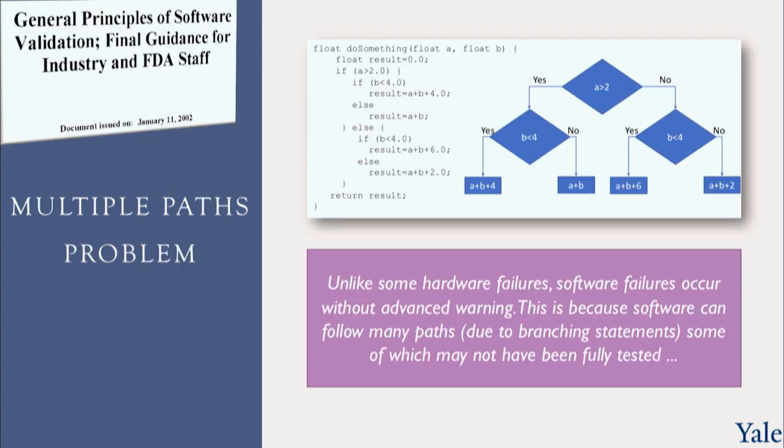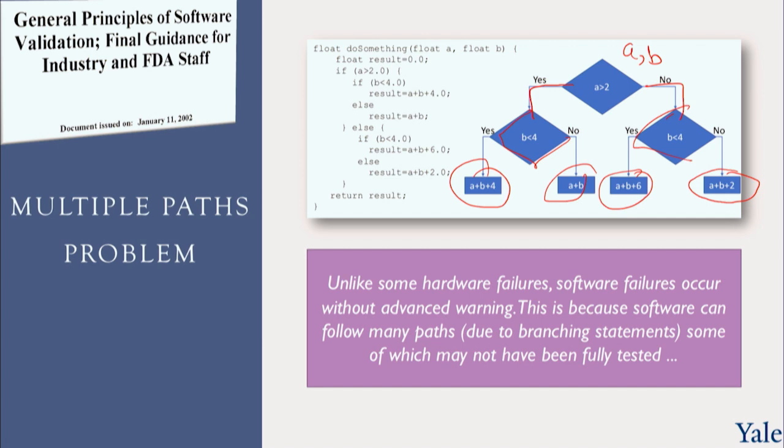A key problem in testing, and this is mentioned by the FDA in the GPSV, and that's the code in the purple box there, is the so-called multiple path problem. So here's a simple piece of code. I think we've seen this before, with two inputs, A and B, and depending on the value of A and B, we can go down different paths in the code. Even the simplest piece of code will involve many of these branches which exercise different parts of the code: A plus B plus 4, A plus B plus 6, A plus B plus 2. Even a simple piece of code requires a significant amount of testing to ensure it.